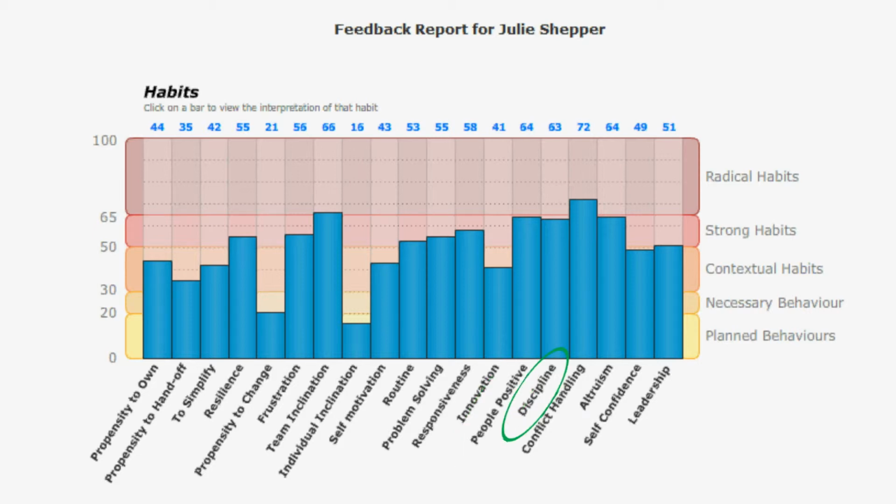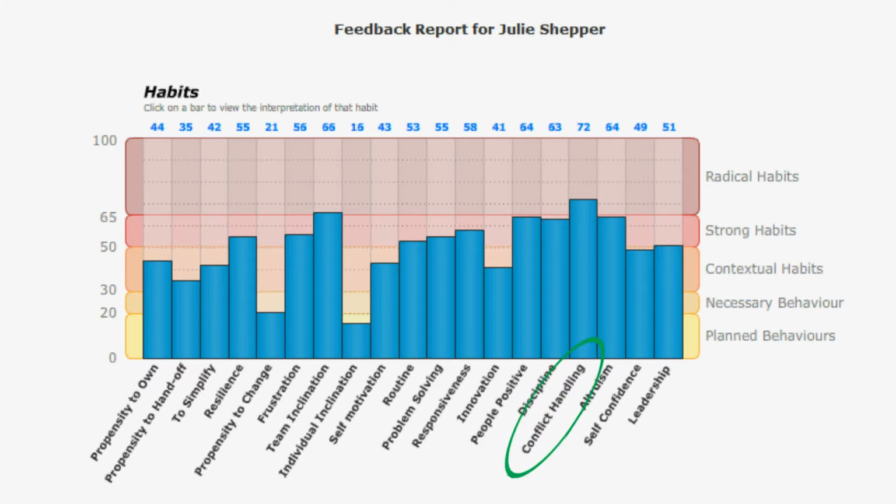Discipline maps whether an individual has a pattern of behavior towards working and living under structured, systematic procedures. Julie's strong habit here shows that she is very comfortable in a highly ordered environment with rules and regulations, and will also have a propensity to improve the performance of herself and others through similar structures.